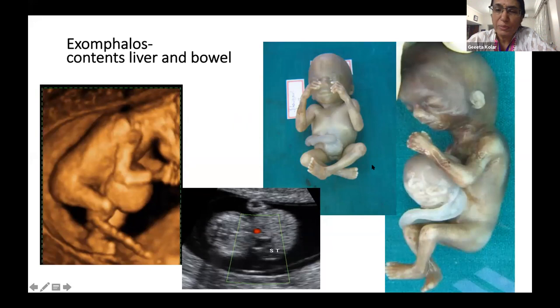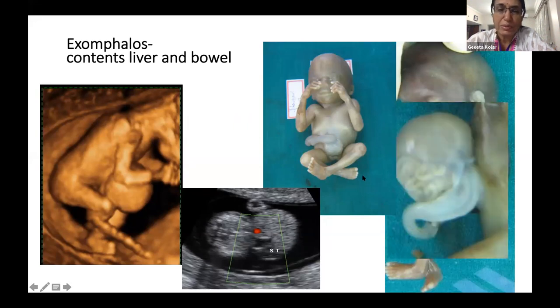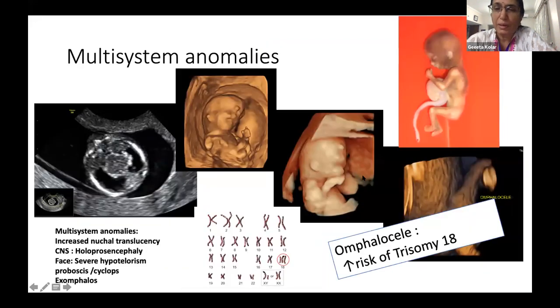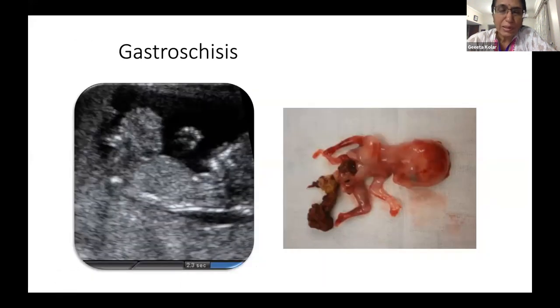So here you see a major abnormality again, which has a worse prognosis and may be associated with trisomy 18. So again, when you find an omphalocele, you should do a karyotyping and try to detect trisomy 18. Gastroschisis, compared to omphalocele, does not have a covering over it, and it is a para-umbilical defect, whereas omphalocele is a midline defect through the umbilical wall.